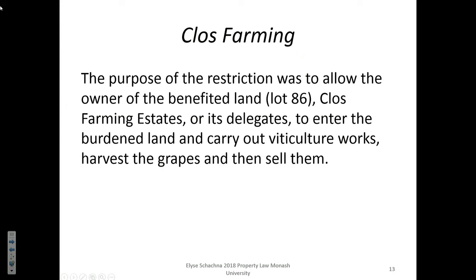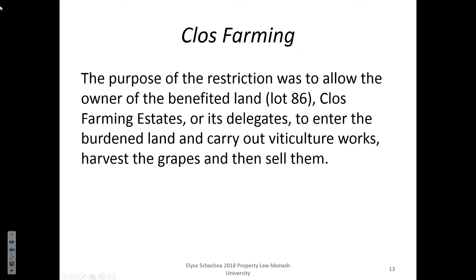Pursuant to an easement for vineyard, Closs purported to have rights to enter the residential lots, to carry out viticulture works, harvest grapes, and sell them. Closs could deduct its cost from the sale price paid to Easton under the commercial agreement. Closs lodged a caveat in respect of these agreements, and a dispute arose whether these rights were caveatable.